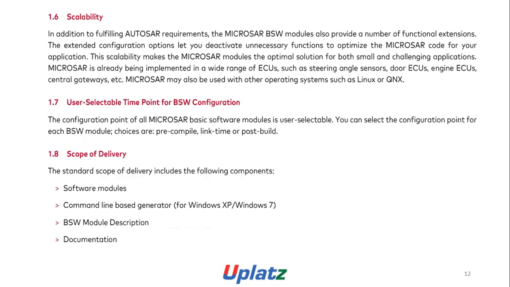Scalability. In addition to fulfilling AUTOSAR requirements, the MICROSAR BSW modules also provide a number of functional extensions. They extend the configuration options so that you can deactivate unnecessary functions to optimize the MICROSAR code for your application. This scalability makes MICROSAR modules the optimal solution for both small and challenging applications. MICROSAR is already being implemented in a wide range of ECUs, such as steering angle sensors, door ECUs, engine ECUs, and central gateways, etc. MICROSAR may also be used with other operating systems such as Linux or QNX.